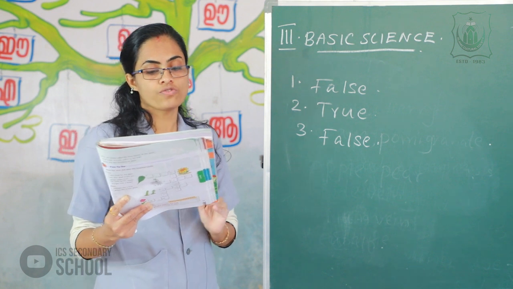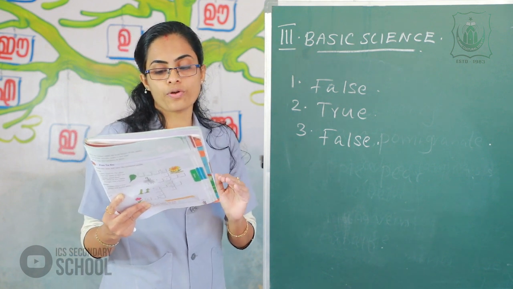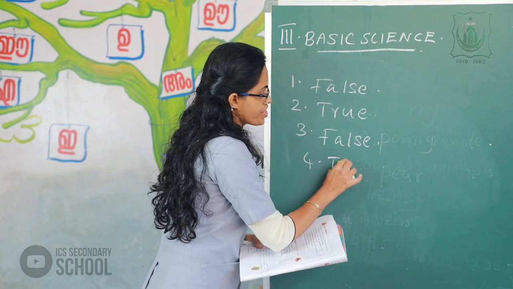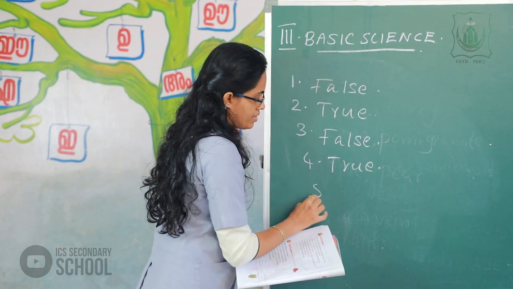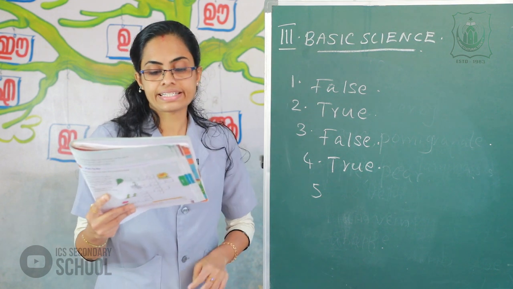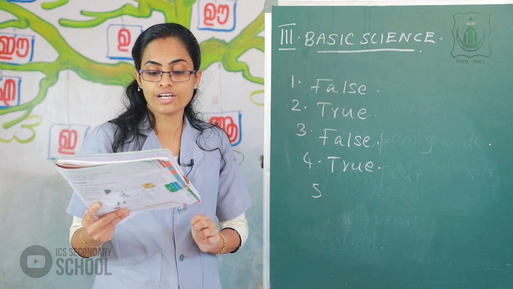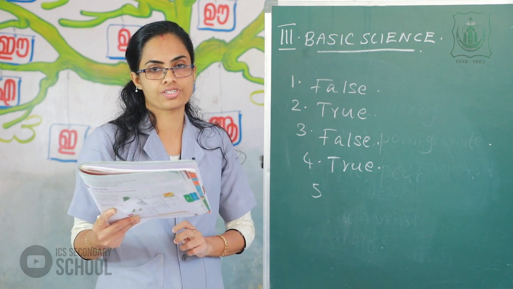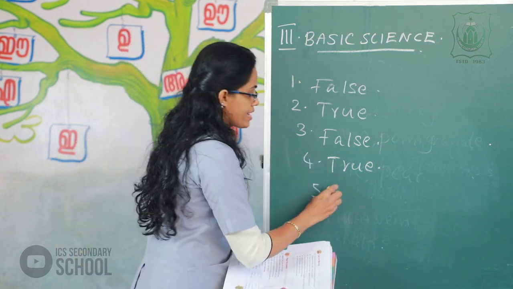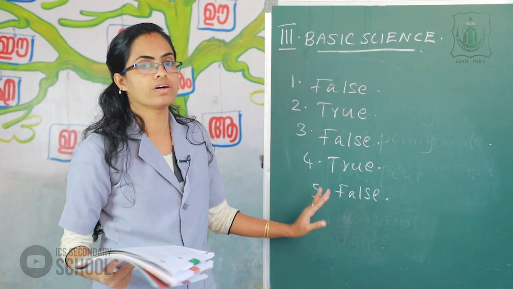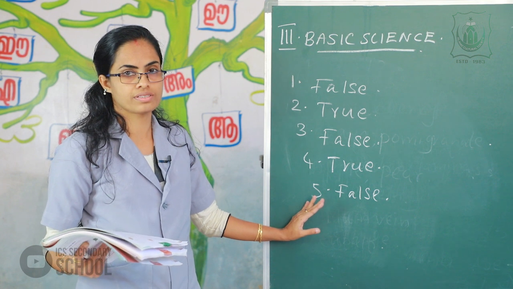The fourth one: the flat and broad part of a leaf is called lamina. That is the correct statement. And the last one: a seed has a fruit inside it. No. The answer is false. These are the correct or wrong statements.